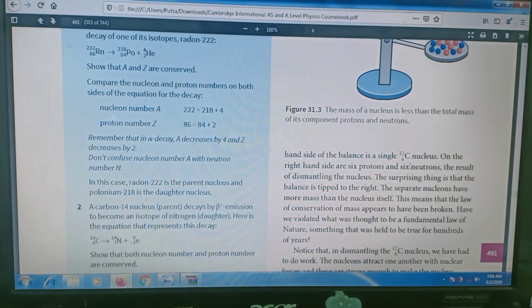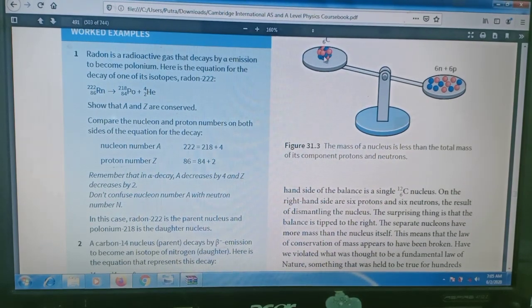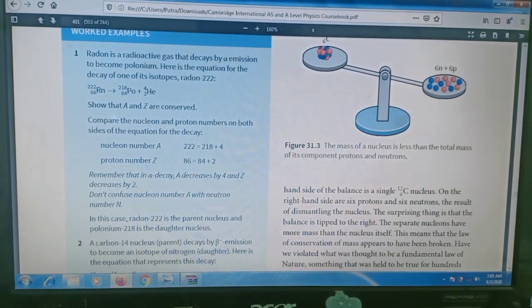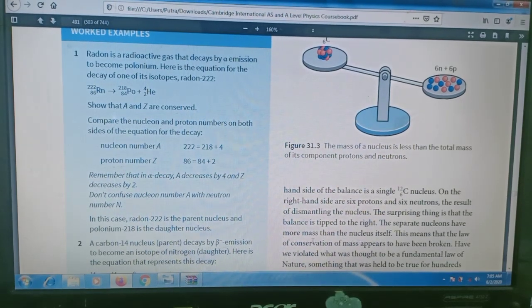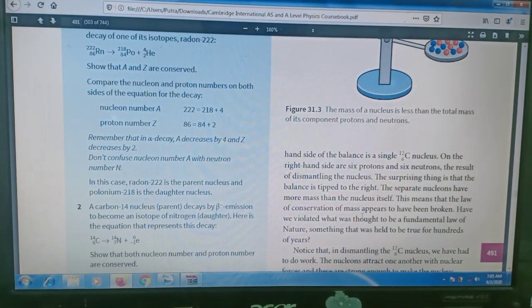We see on the right hand side are 6 protons and 6 neutrons, the result of dismantling the nucleus. When we dismantle this nucleus, of course it will become 6 neutrons and 6 protons. The surprising thing is that the balance is tipped to the right. The separate nucleons have more mass than the nucleus itself. This means that the law of conservation of mass appears to have been broken here. Have we violated what was thought to be a fundamental law of nature?